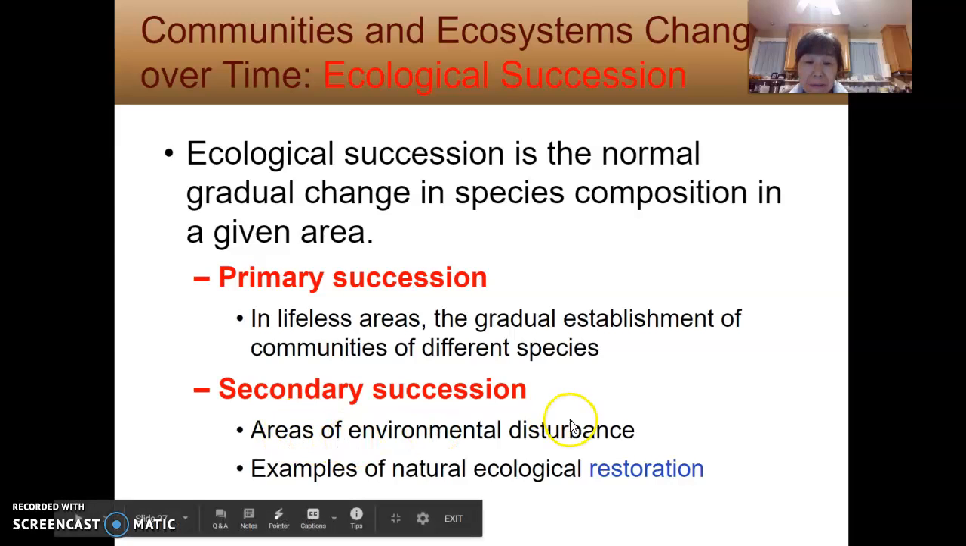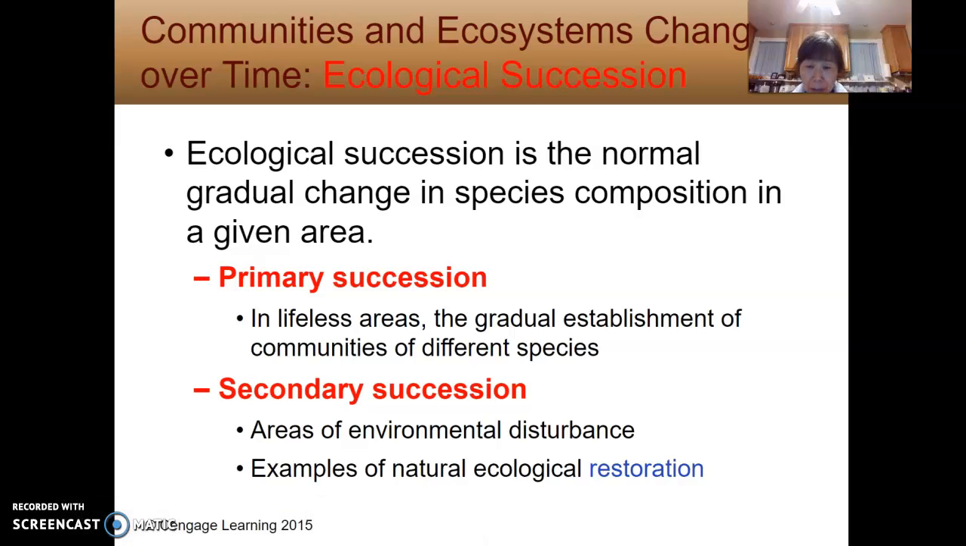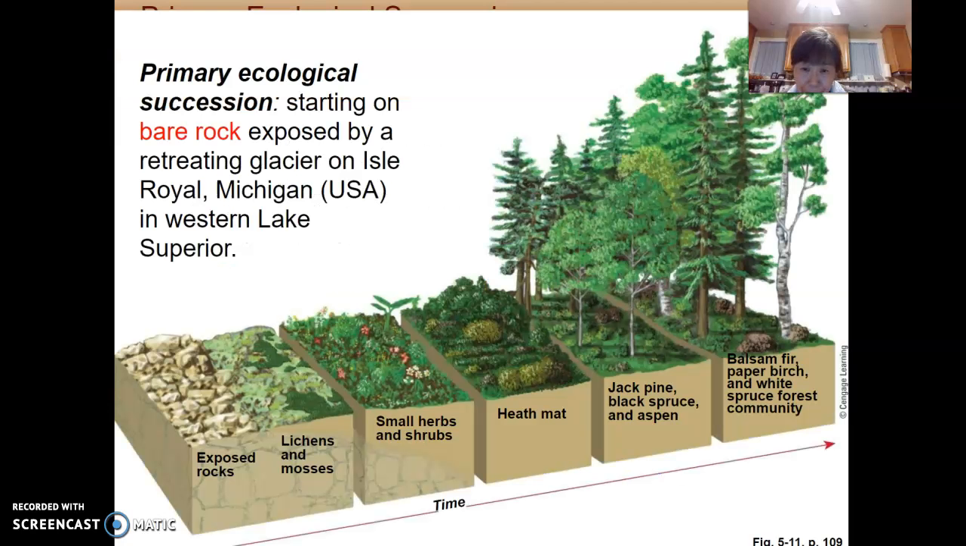So these are areas of environmental disturbance, examples of natural ecological restoration. You already have something to restore, not starting from ground zero. So those two definitions, primary succession and secondary succession, you need to know.